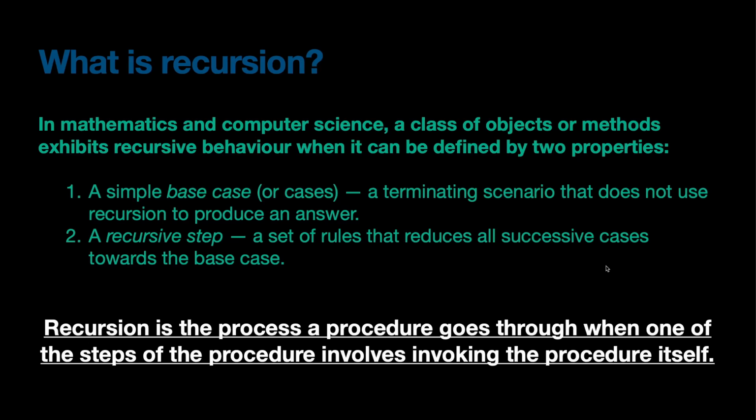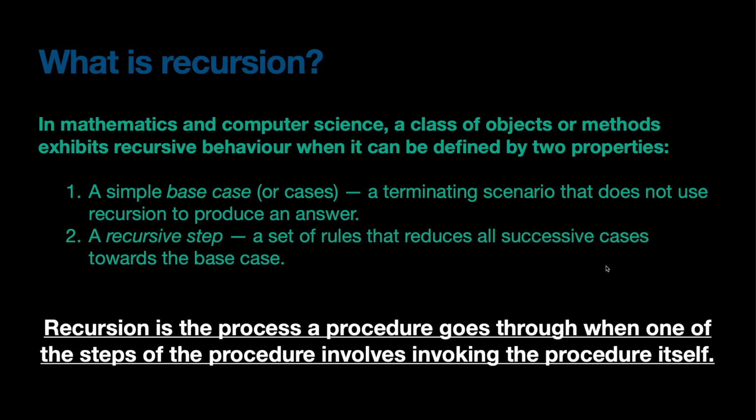So what is recursion? The definition you're seeing here on the screen is from Wikipedia. It says a function or a method can be called recursive if it has these two properties. One, it should have a simple base case and a recursive step. A simple base case is a terminating scenario that does not use recursion to produce an answer. That means this simple base case should be outside the recursive step, and it is used to exit out of the loop. If you don't have a base case, the recursion will be in an infinite loop. And a recursive step is the actual call that is made to the function itself.